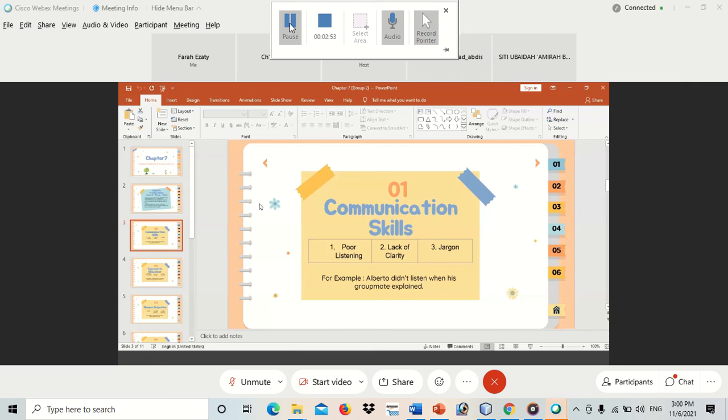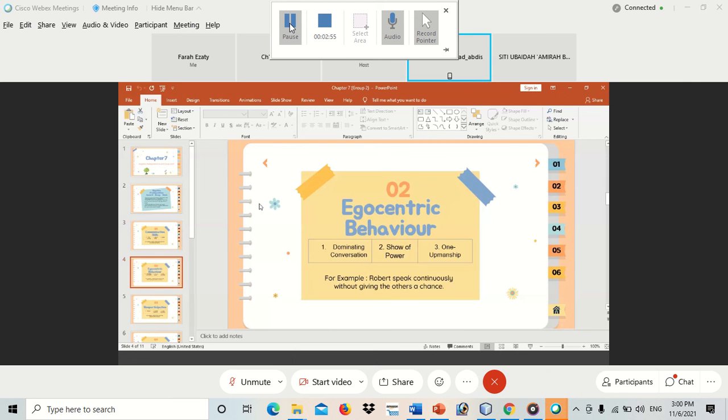Next, the second is ego. Upmanship, show of power, talking to oneself, brown nosing, and also cloning. It's important to develop awareness about why listening can be a challenge. Many people prefer to talk things out to understand how they think. For example, Robert speaks continuously without giving the others a chance.